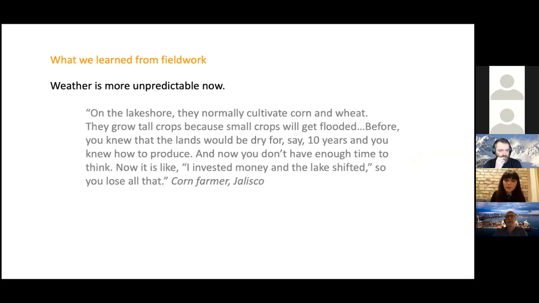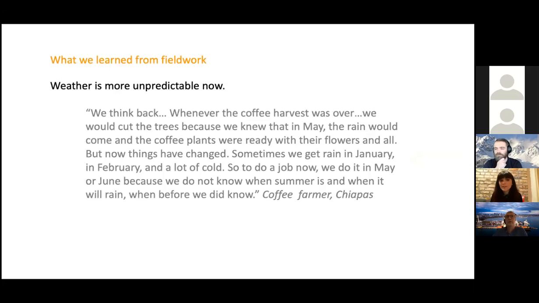So for example, a corn farmer in Jalisco talked about how, like 10 years ago, he could guess how much rain would come and how that would affect the lake and the productivity of their crops, but now they can't tell. And so they invest money and then they end up losing it if there's a sudden drop or increase in rainfall. And a coffee farmer in Chiapas said the same thing. Back in the time, they knew when summer would start, they knew when to prepare for the new season, but nowadays rainfall can come in January, February. It's this unpredictability that's leading to a lot of loss.